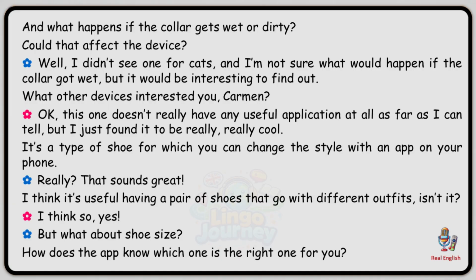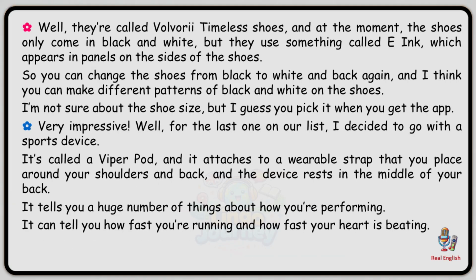How does the app know which one is the right one for you? Well, they're called Volvery Timeless Shoes. And at the moment, the shoes only come in black and white, but they use something called e-ink, which appears in panels on the sides of the shoes. So you can change the shoes from black to white and back again. And I think you can make different patterns of black and white on the shoes. I'm not sure about the shoe size, but I guess you pick it when you get the app.